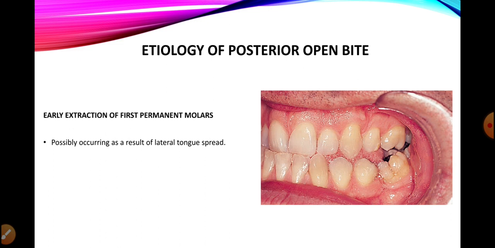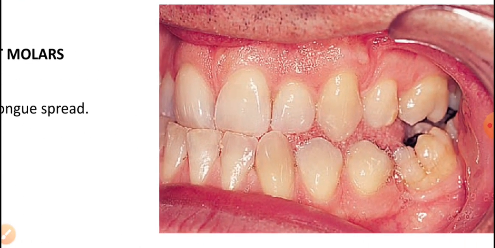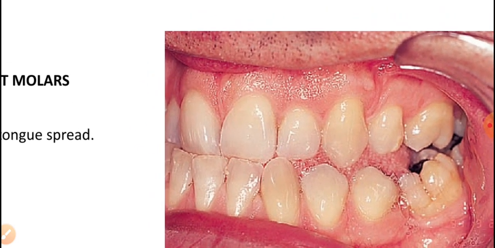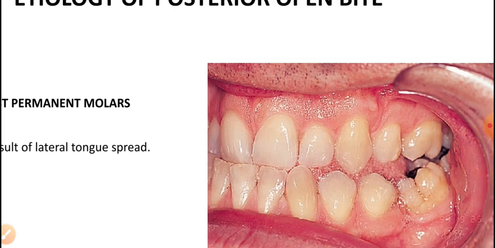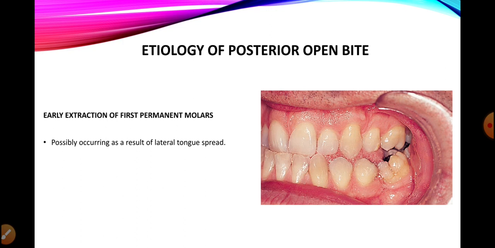So the tongue comes into this area, which doesn't let the teeth erupt completely, resulting in a posterior open bite. Or secondly, as we can see here, first of all there is a lateral tongue spread. Secondly, there is a mesial tilt of the molar. When the posterior molar is coming forward, it has a mesial tilt, which results in this open bite. Therefore, the first etiology of posterior open bite includes the early extraction of permanent molars.